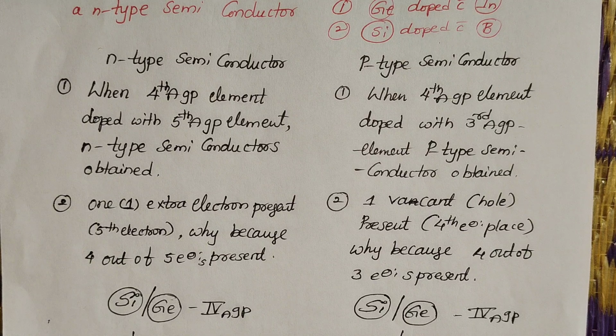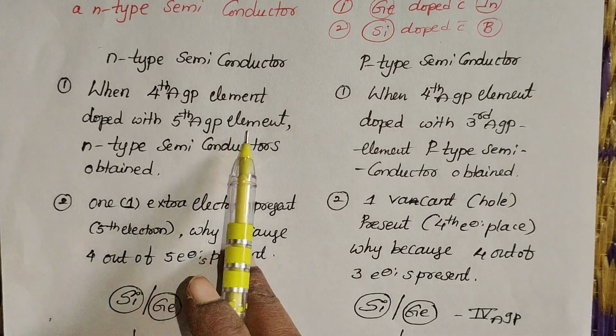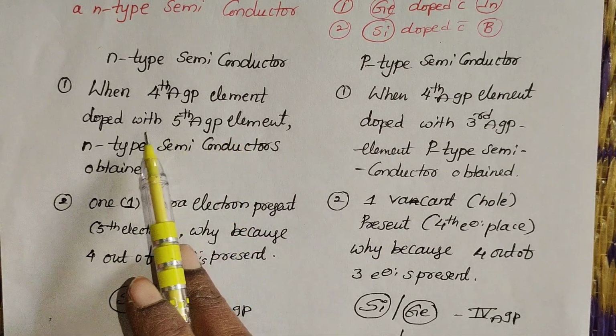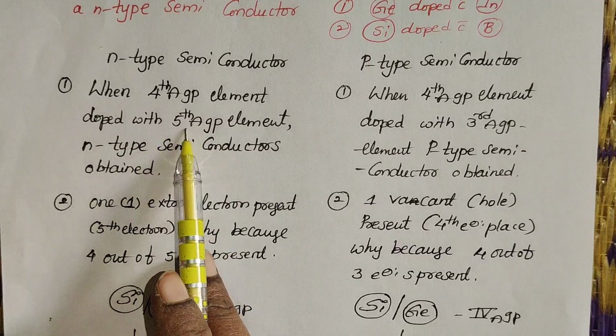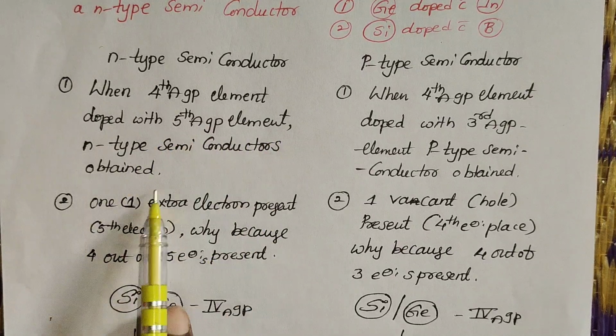For the n type semiconductor, when fourth group elements are doped with fifth group elements, n type semiconductors are obtained.